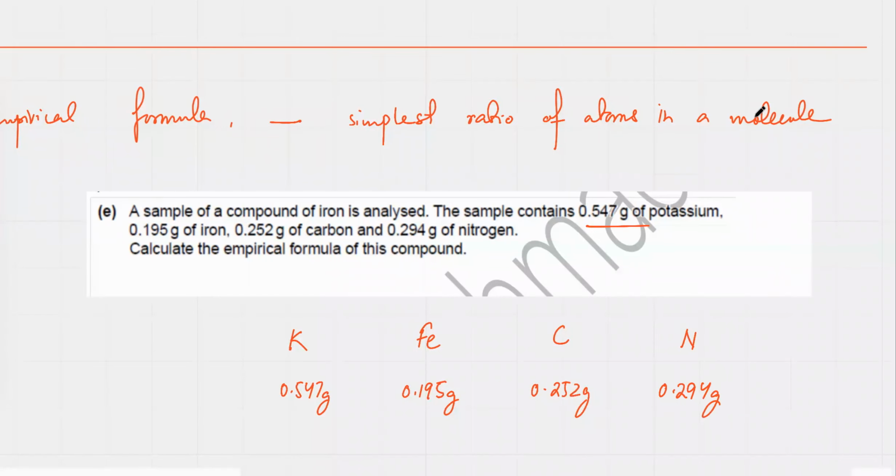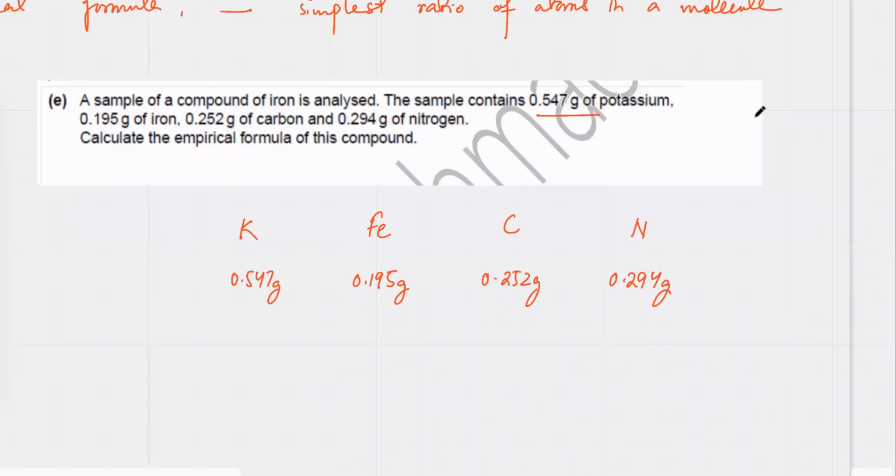Now tell me, what's the first step? How would you find the empirical formula? You've done this frequently. What is step one? Calculating the moles. You find the moles first, divide by the Ar. Moles is mass divided by Ar. You have the mass, you divide by the Ar.